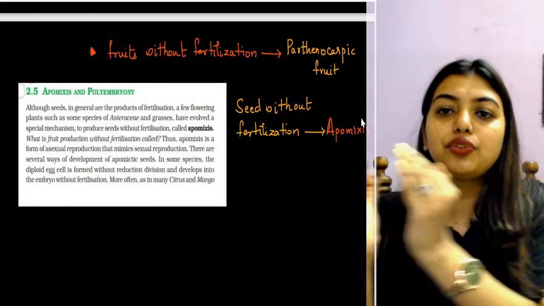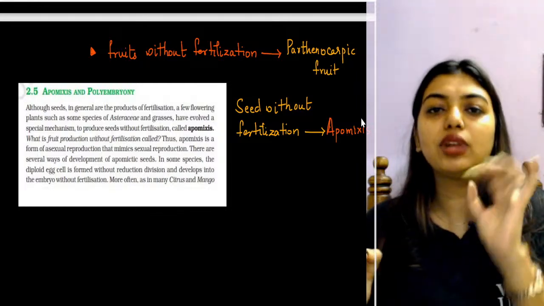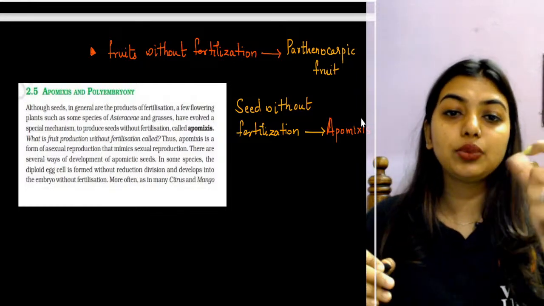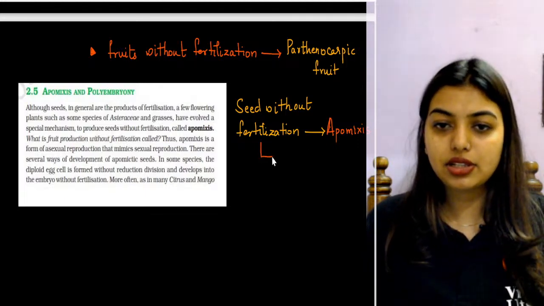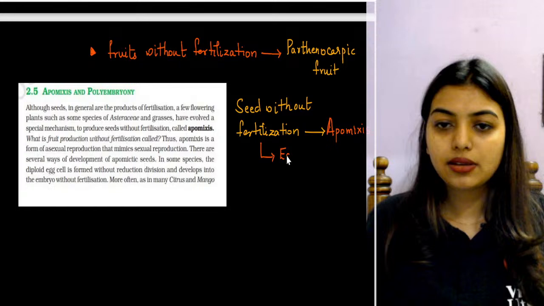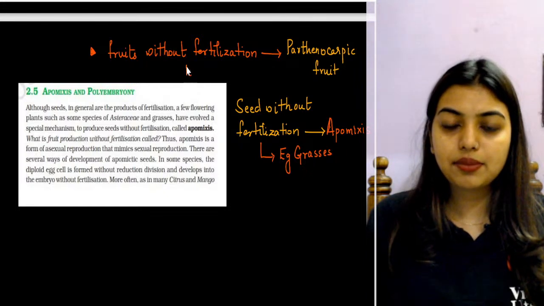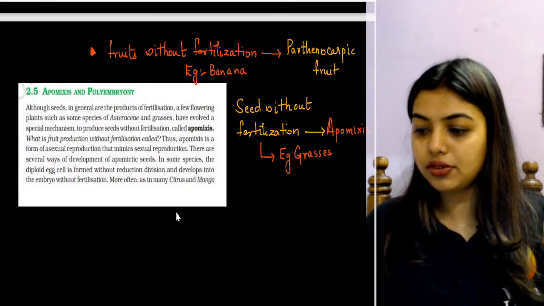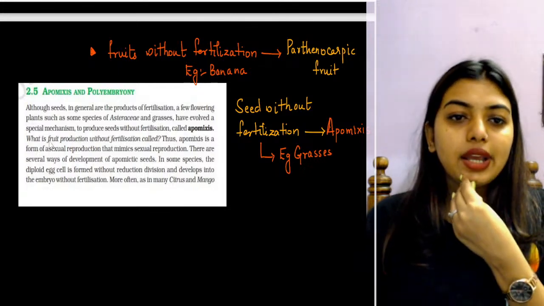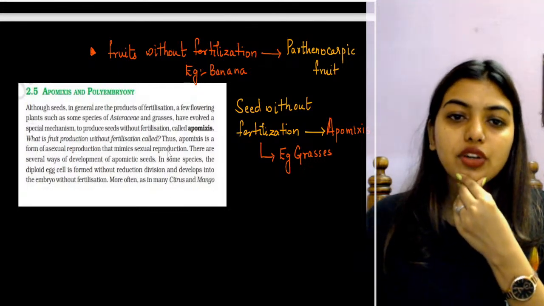Fruit without fertilization is a parthenocarpic fruit. Example, banana. Seed without fertilization is apomixis. Where is its seed? This example is going to be grasses. Here, example, banana. Got it, all of you? This difference, if you understand, more than enough. Now, what is fruit production without fertilization called?